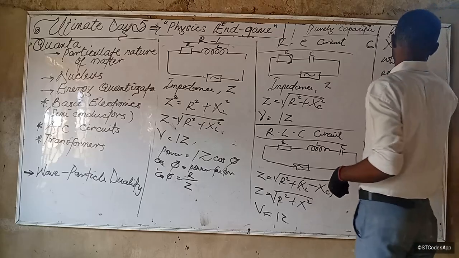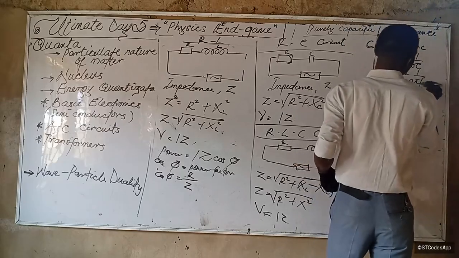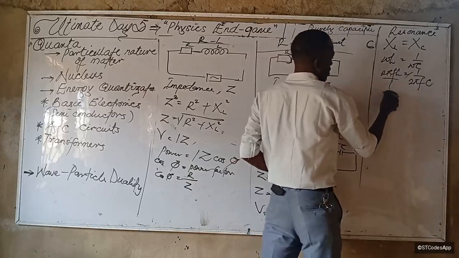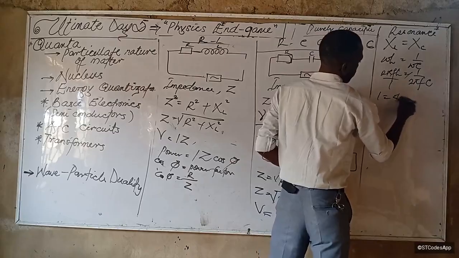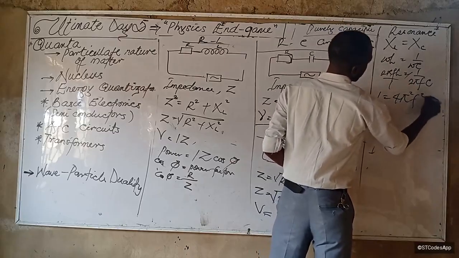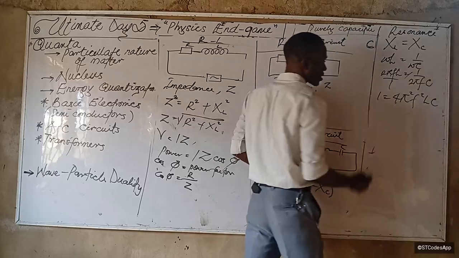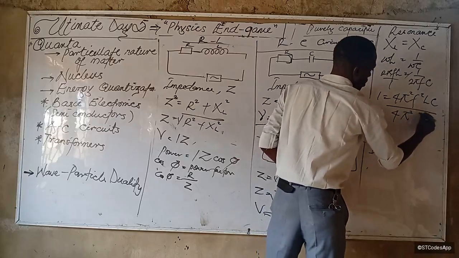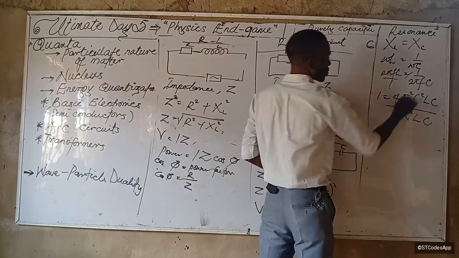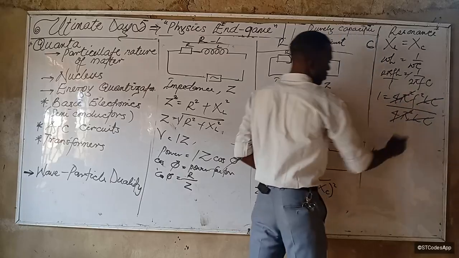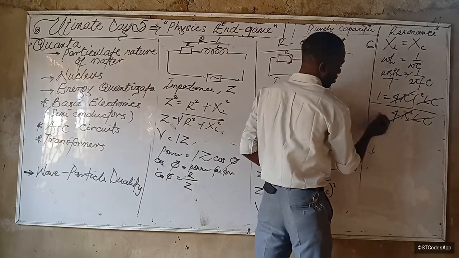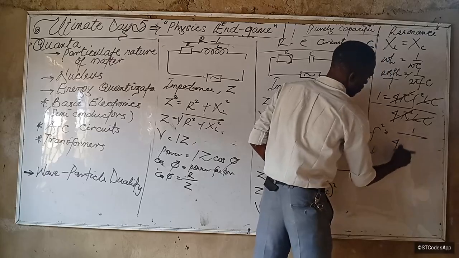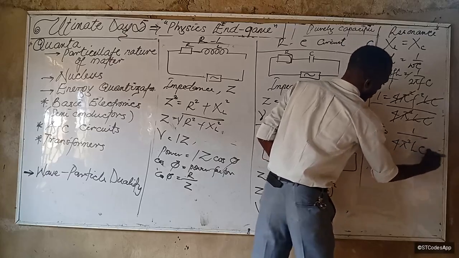Since this one is omega L and this one is 1 over omega C, we have 2 pi f L is equal to 1 over 2 pi f C. By the time you do your cross multiplication, I know we have derived this so many times, we have 4 pi squared f squared LC equals 1. Want to make f the subject, we divide both sides by 4 pi squared LC. So f squared will be equal to 1 over 4 pi squared LC.